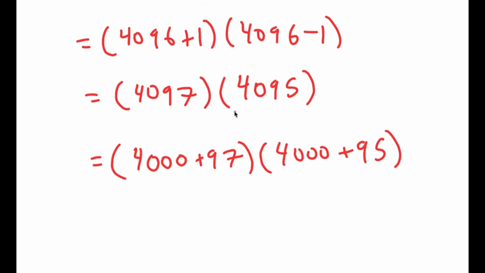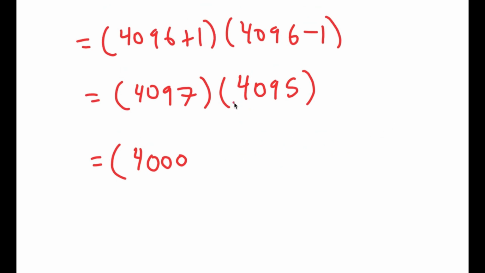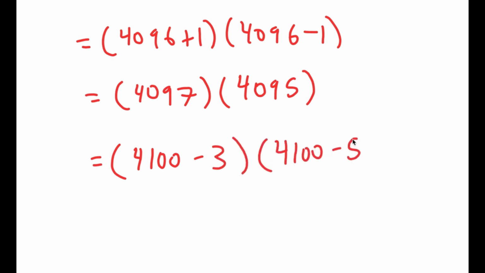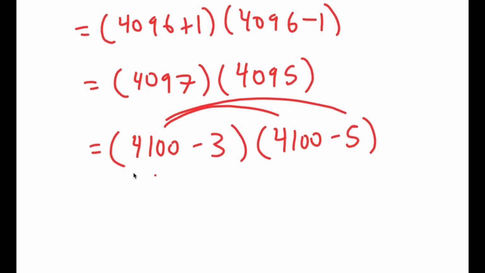Or what I can also do, which is an easier method, is to rewrite 4,097 as 4,100 minus 3 times 4,100 minus 5. And this is also another way to rewrite this, this time using subtraction instead of addition. But now, notice how we have 3 times 5, which is much easier to solve than 97 times 95. So now, I'm going to distribute my 4,100.